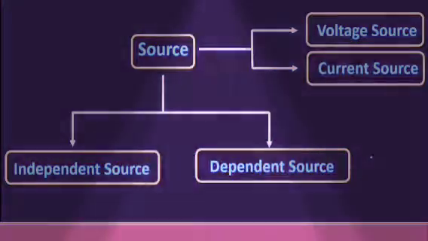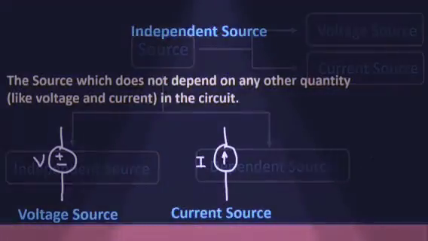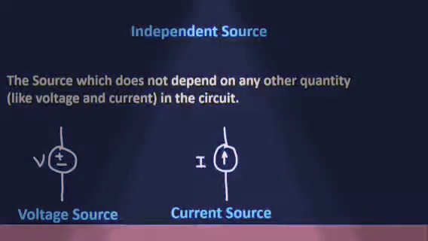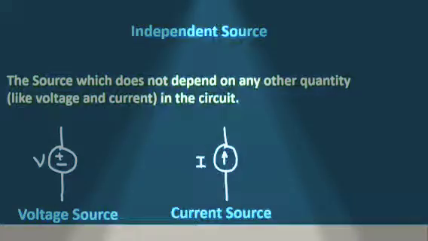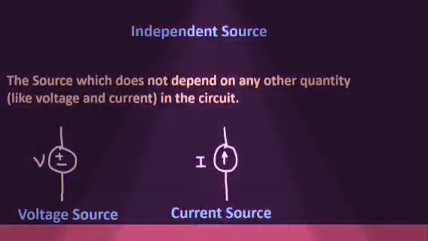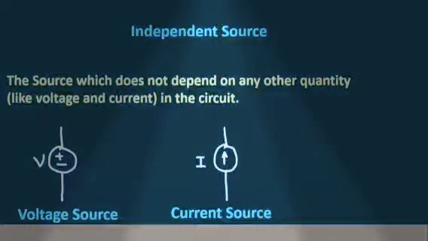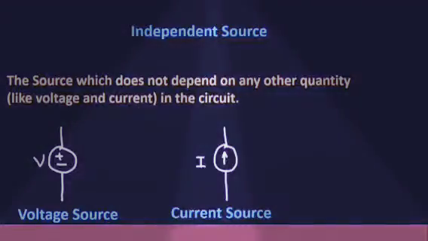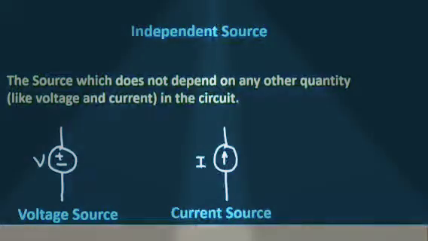First one is independent source. These types of sources do not depend on any other value like voltage or current in the circuit. The symbols are shown for voltage source and current source. These sources are also divided into two categories. Voltage source is divided into two categories, ideal voltage source and practical voltage source. Same for current source.